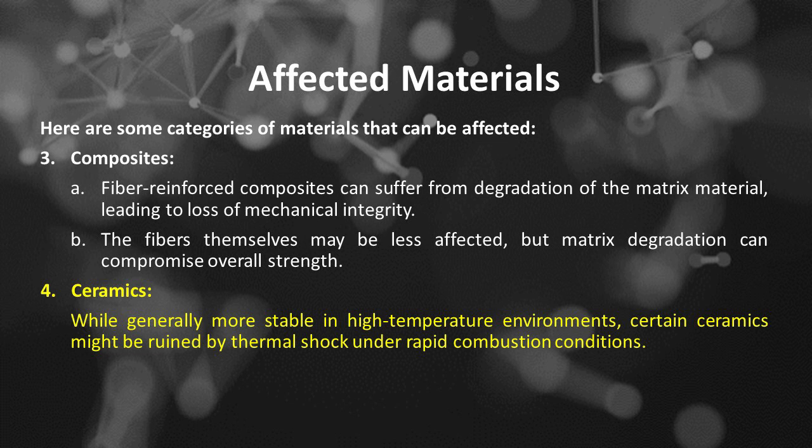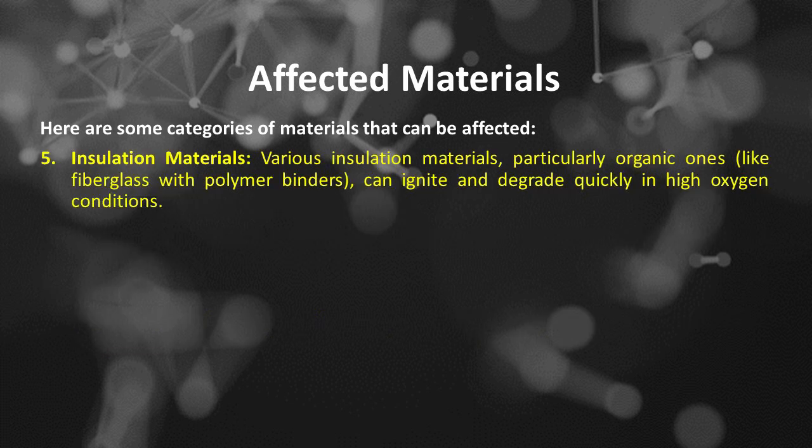Number 4 of categories of materials that can be affected is ceramics. While generally more stable in high-temperature environments, certain ceramics might be ruined by thermal shock under rapid combustion conditions. Number 5 of categories of materials that can be affected is insulation materials. Various insulation materials, particularly organic ones, like fiberglass with polymer binders, can ignite and degrade quickly in high oxygen conditions.